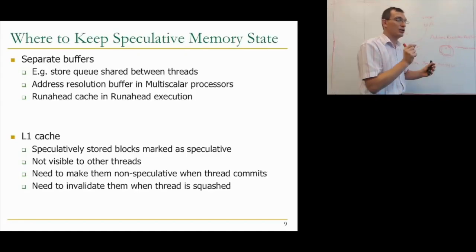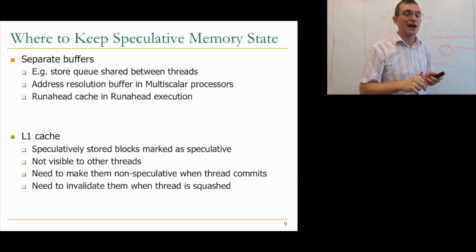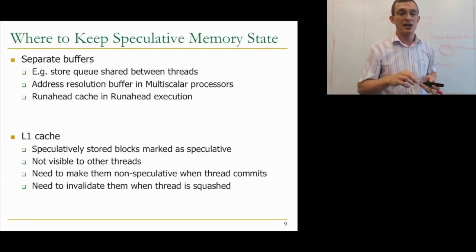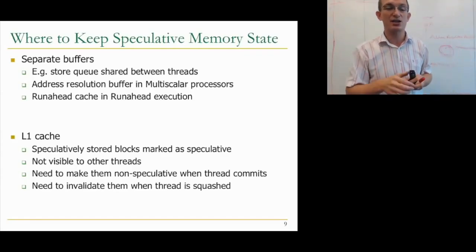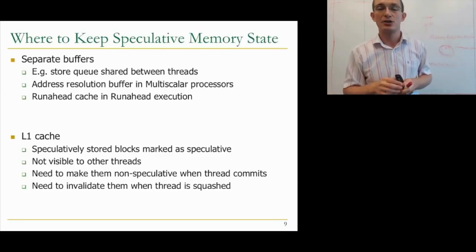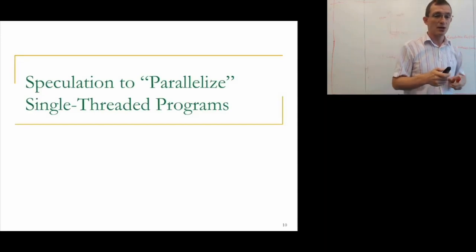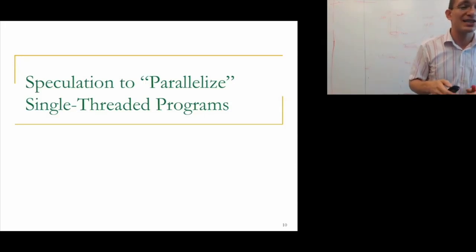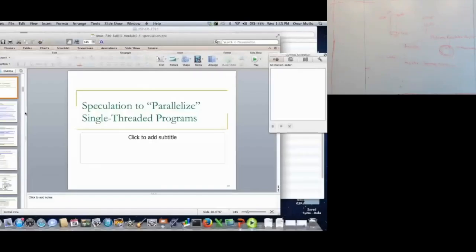But you need to ensure that the cache still operates correctly. This modifies the cache, but maybe you don't need an extra store buffer if you want to keep the speculative memory state there. So there are interesting trade-offs related to where to keep the speculative memory state, and I'd encourage you to think about it, especially when we come to multiscalar and different approaches to thread-level speculation. Okay, I will now delve into speculation to parallelize single-threaded programs. But before I do so, I will take a quick break, and we will get back to this very soon.